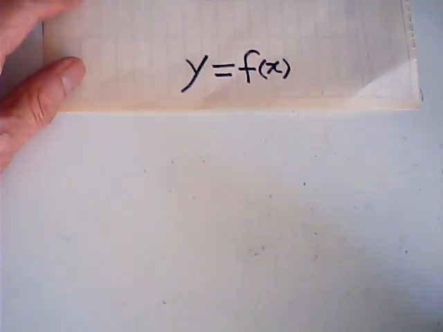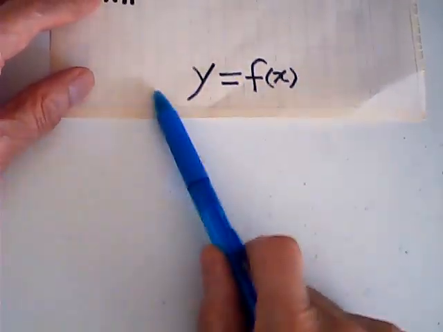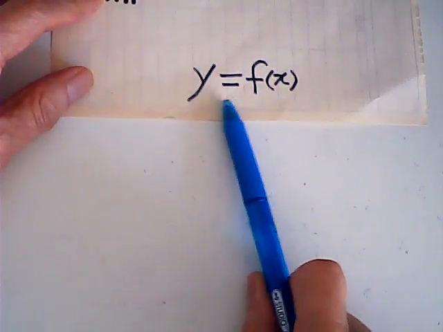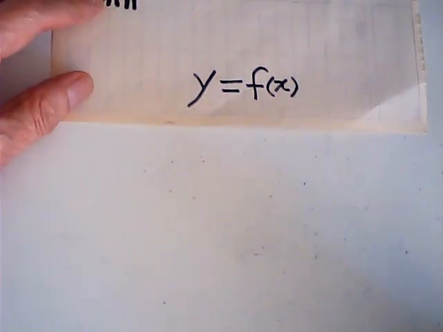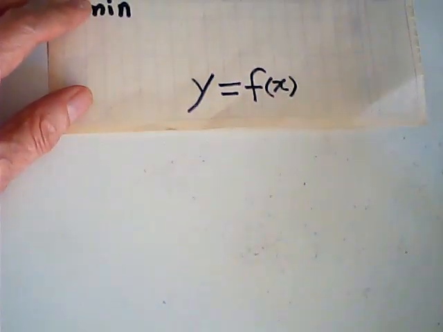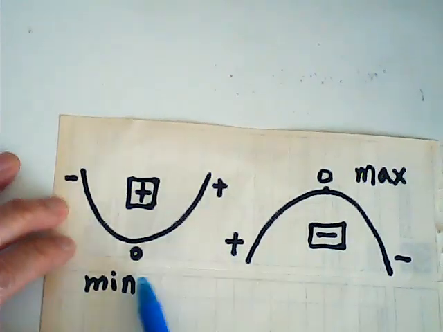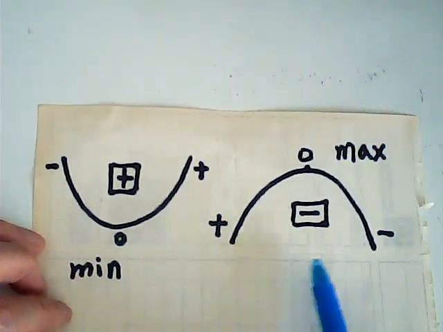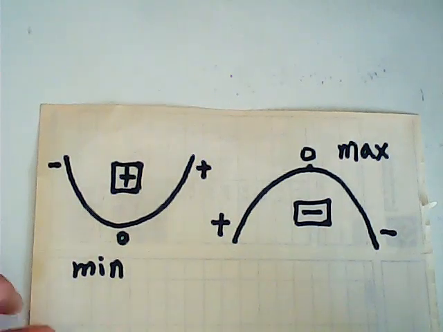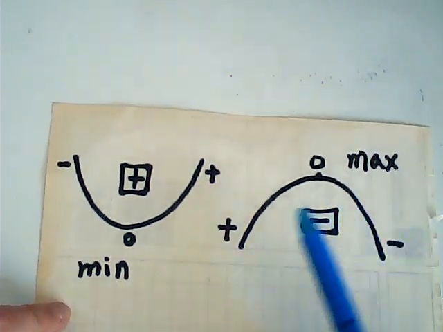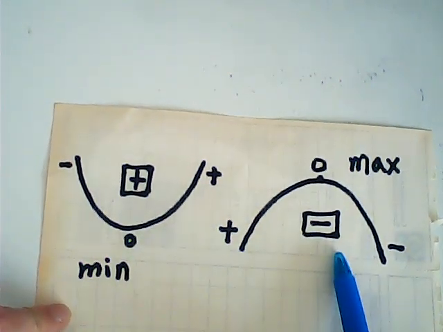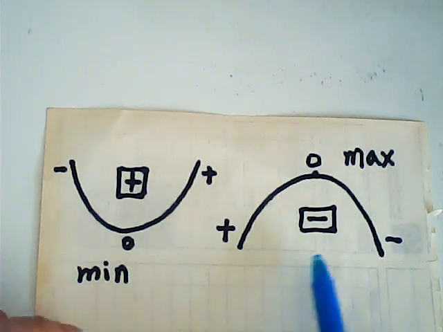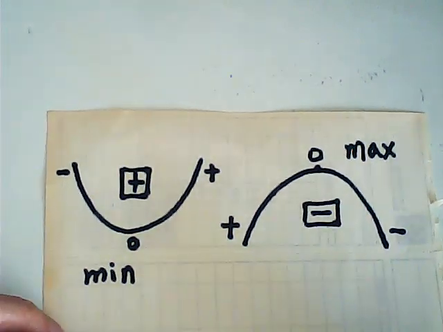Curve sketching. We would like to sketch a curve y equals f of x. Now, here there are two graphs which are very helpful in sketching curves. They use the signs of derivatives to determine the shape of the curve.